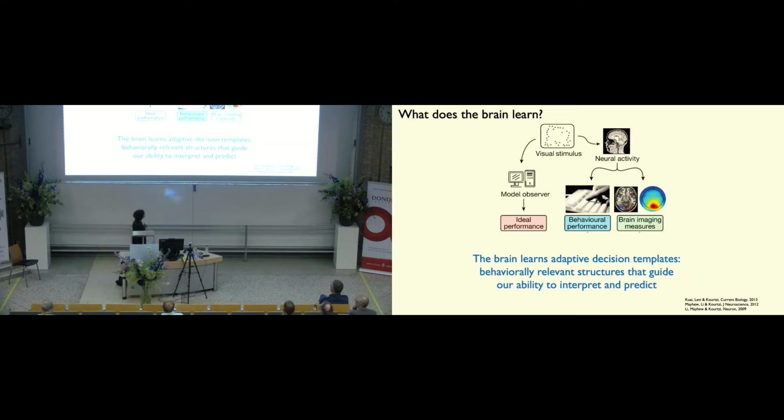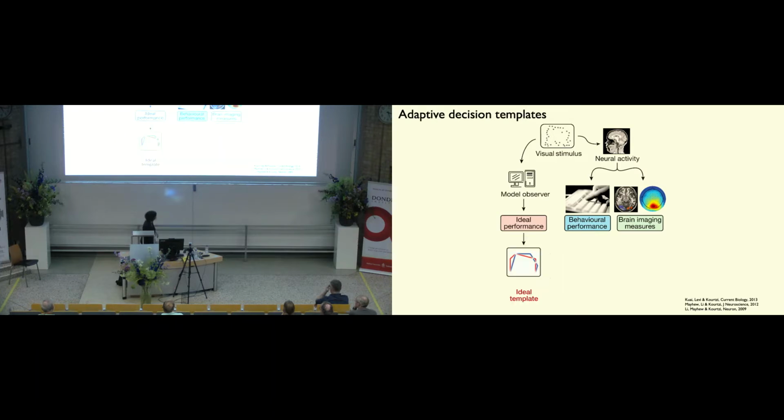So just to give you an example about these adaptive templates that contain information about the structure of the environment, in our previous work, we have looked into how participants classify novel objects that might look like these, patterns that are embedded in noise that they are unfamiliar with. And we asked them to assign them to different categories.